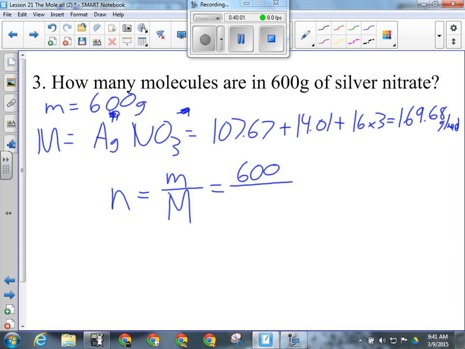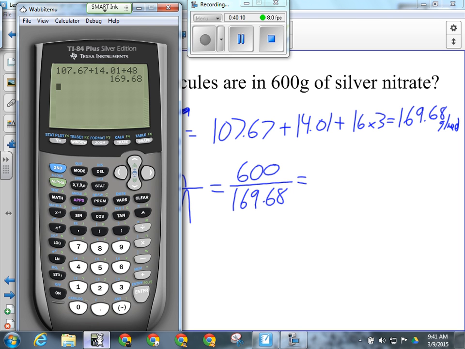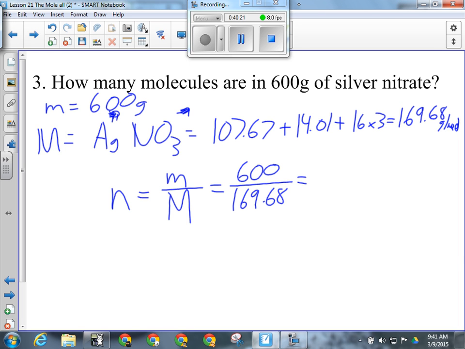That was given to us in the question, divided by 169.68. And I think we're looking at, what, 3.83 or something like that? .54. Okay, so I've got 3.54 moles of silver nitrate. But the question wants to know how many molecules I have. Now I've got to use Avogadro's number.